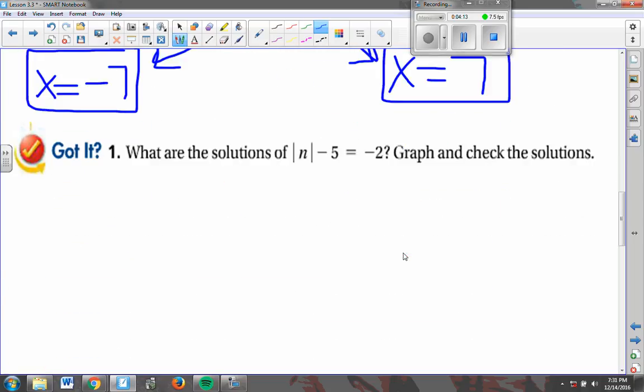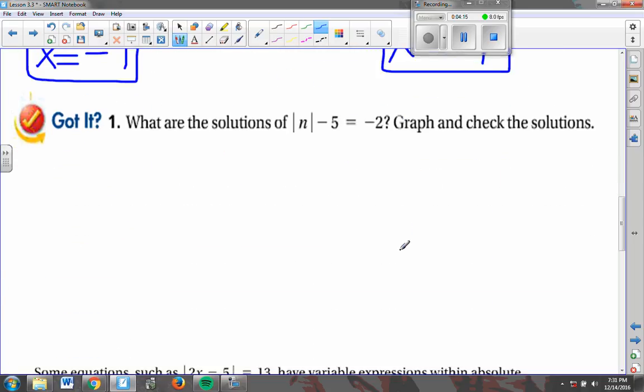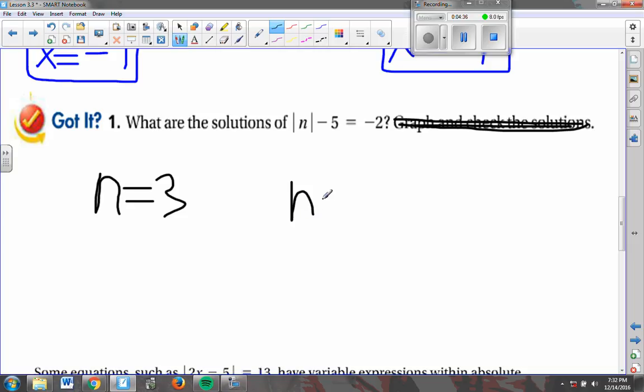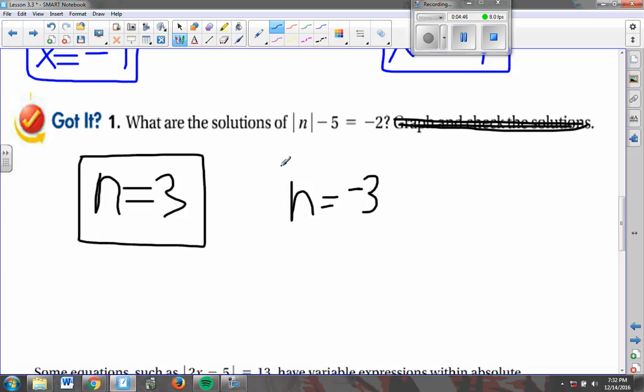I have one I'd like you to try. Try this one for a minute. See if you can figure out the two numbers that n could equal, and then come on back and I'll show you what we should get. All right, my two answers here should say n equals 3, n equals negative 3. These can be in whatever order you want, but both of them are correct answers.